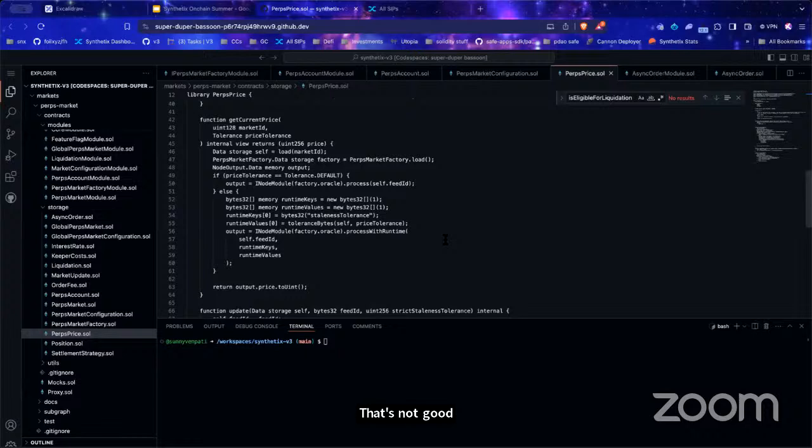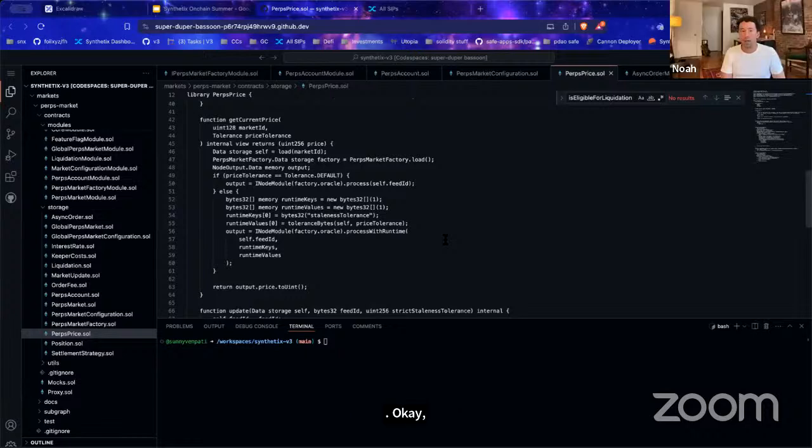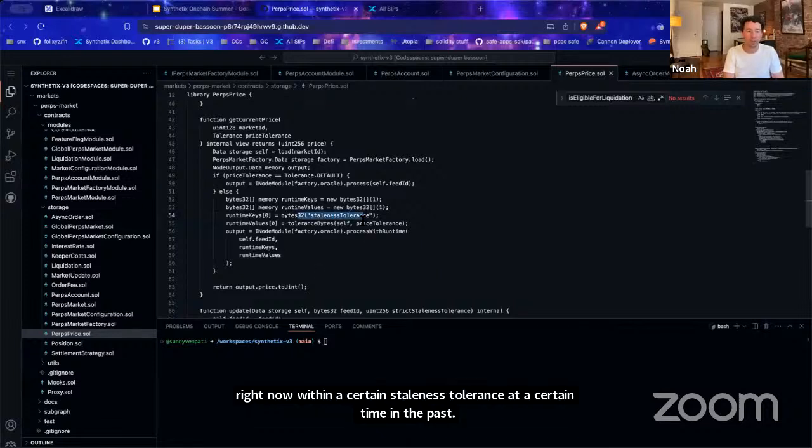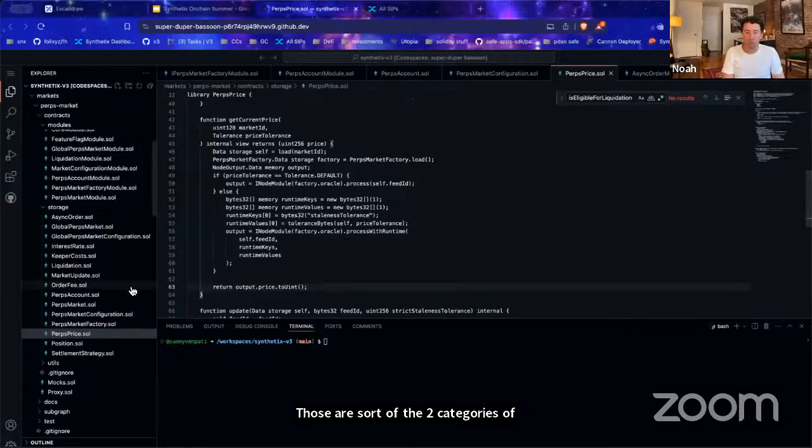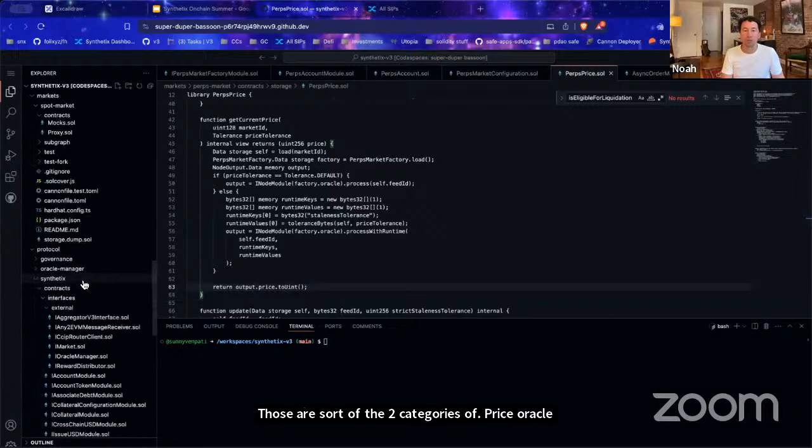Okay, cool. So, oracles. The question is, what is the price of an asset right now, or as best as we can tell right now within a certain staleness tolerance, or at a certain time in the past? Those are sort of the two categories of price oracle problems to solve.